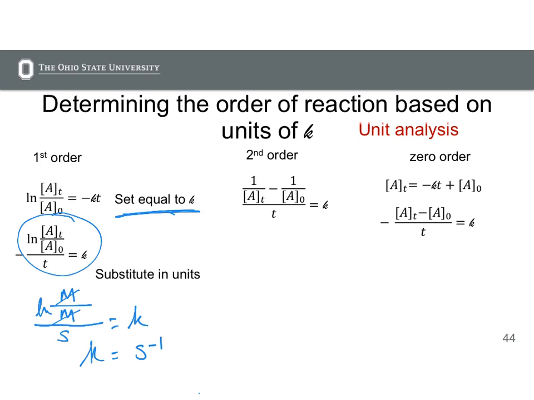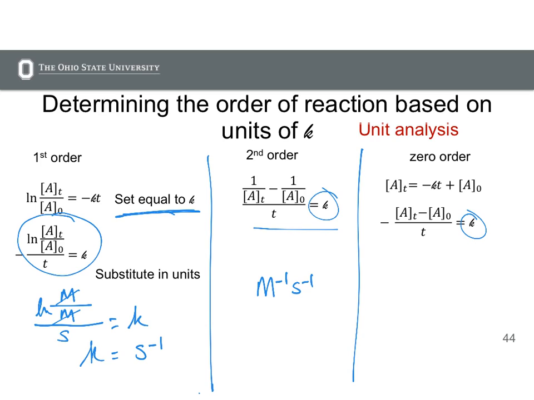You can go through and repeat these for second order and zero order. I've set these equations again equal to the rate constant. And so for a second order reaction, what you'll find is the units are going to be moles per liter to the minus 1, seconds to the minus 1. And for zero order, it's going to be moles per liter times seconds to the minus 1, or moles per liter per second.